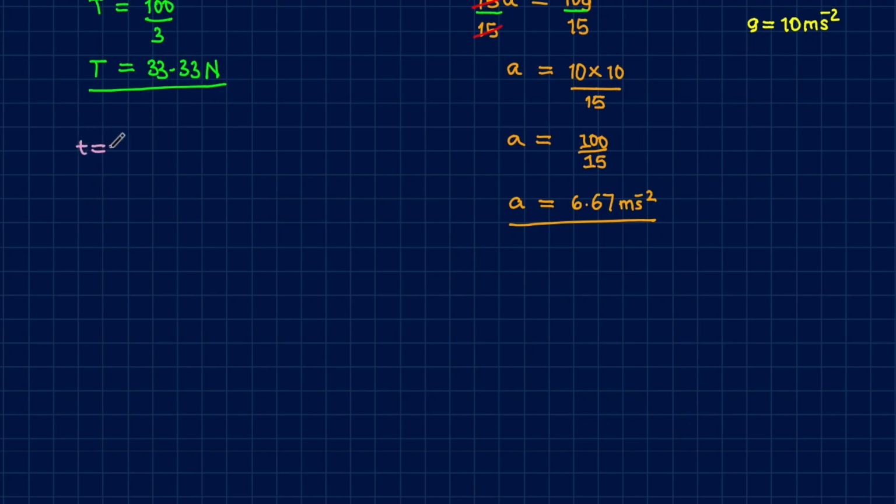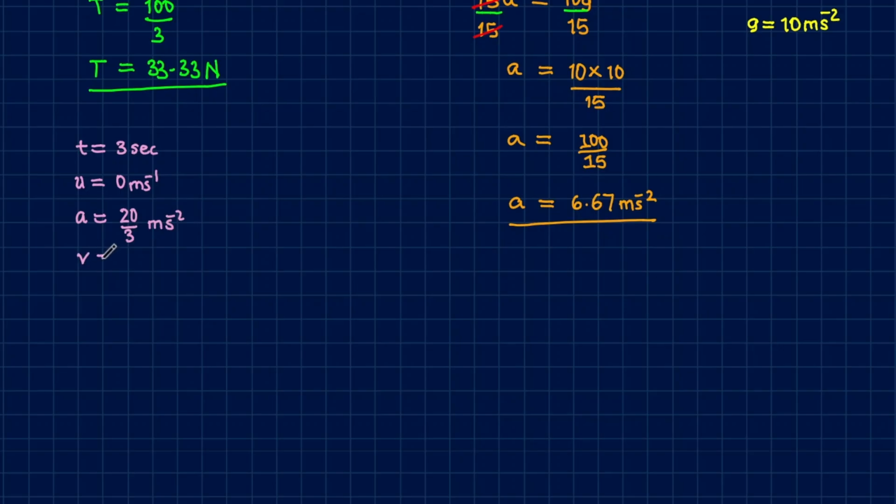Time is 3 seconds, and the body was moving from rest. So U equals 0 meters per second, and our acceleration is what we had here. Let me make it a little more accurate, because this is a rounded value, and the accurate result is 20 over 3 meters per second per second.